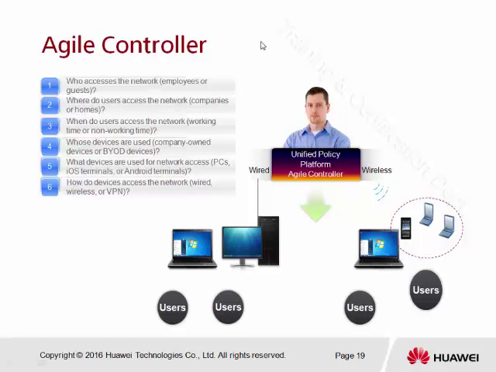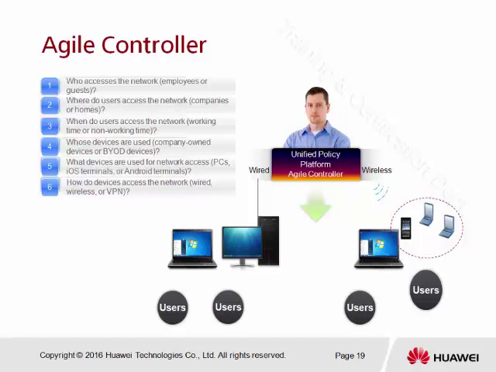provided. So it can control who accesses the network, and where the user accesses the network from. It can know where the user comes from, like company or home, the location, and when, working time or non-working time, and the device you're going to use.